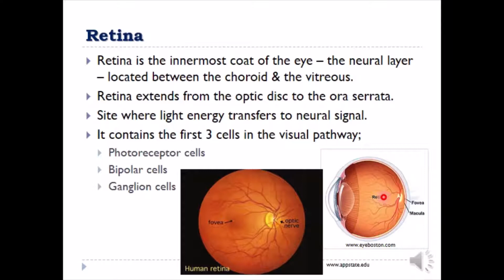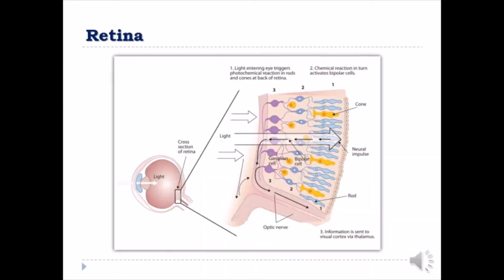We'll talk about the retina. As I mentioned, the first part of the visual pathway is the retina, and it contains the first three cells in the visual pathway. In fact, all these three cells are part of the retinal layers. That means the photoreceptor cells, bipolar cells, and ganglion cells. Do not worry about that now. In the subsequent slides, we'll learn about each of these: what photoreceptor cells, bipolar cells, and ganglion cells are.